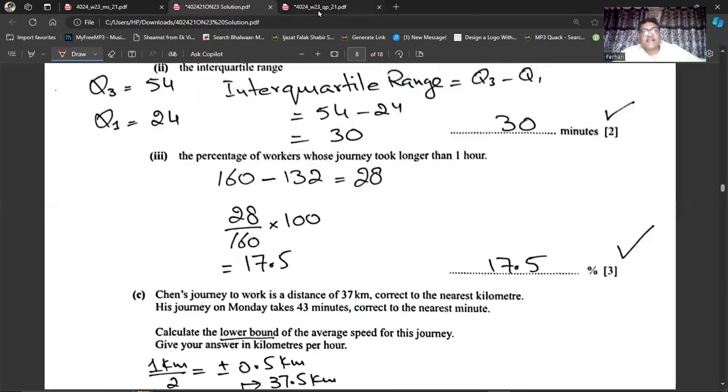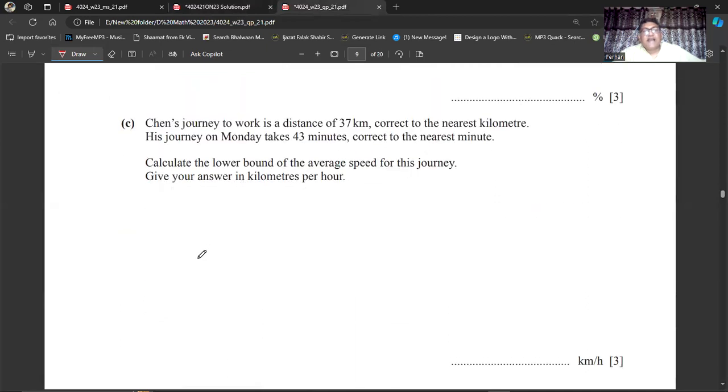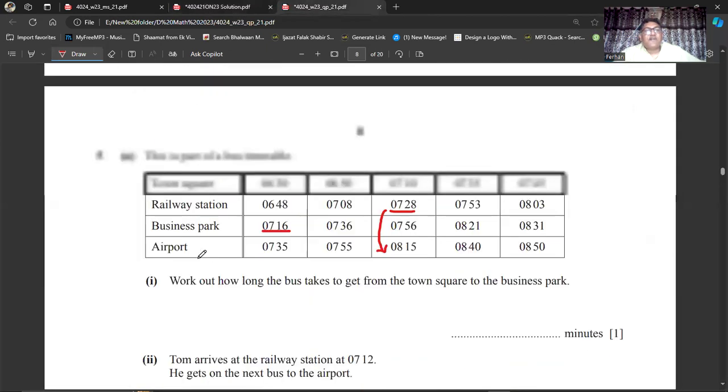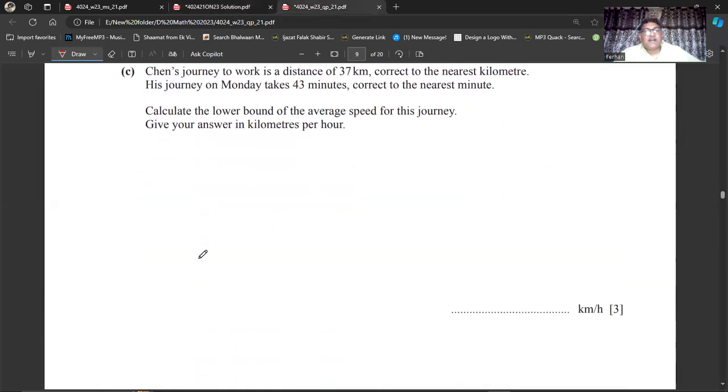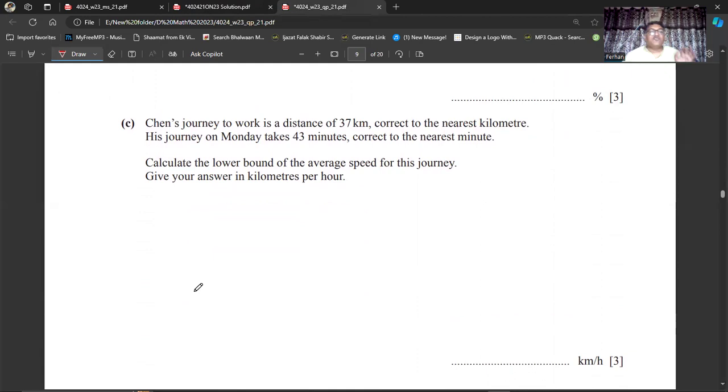Hopefully you understand. Okay, then we have the question, and this is question number 5, and it's part B, C. He says, Chen's journey to work is a distance of 37 kilometers, correct to the nearest kilometer. This word is important. Nearest kilometer means 1 kilometer, and you divide it by 2, you get 0.5 kilometers. If you want to find the upper bound or the lower bound of 37 kilometers, you will add this to 37, you get 37.5 kilometers, that is the upper bound. You subtract 0.5 kilometers from 37, you get 36.5 kilometers, that's the lower bound of the distance traveled.